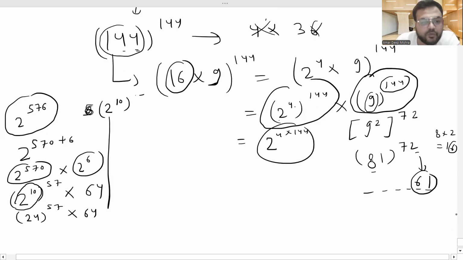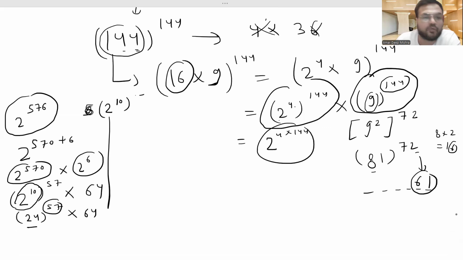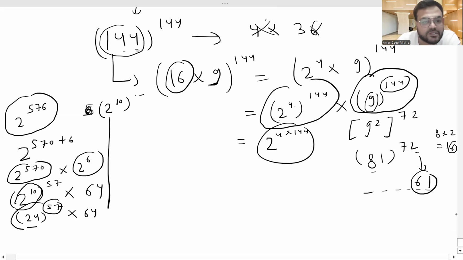Now 24 to the power an odd number. If you have 24 to the power odd number, you always get 24 only at the last two places. So for this, you will get 24. So 24 into 64. What are the last two digits for this? Multiply them, 24 into 64.